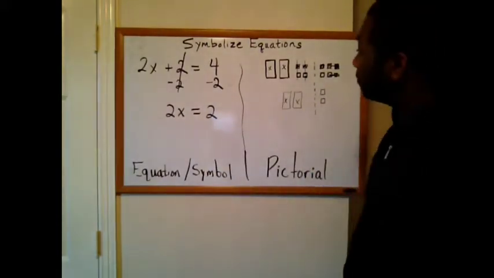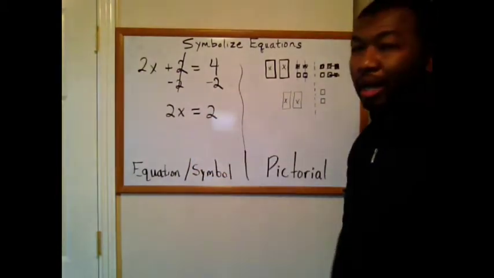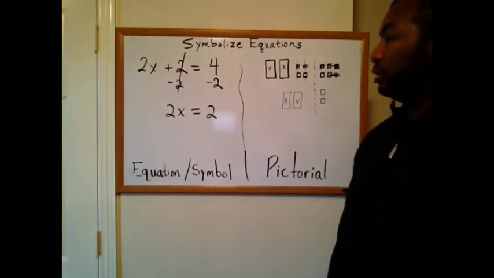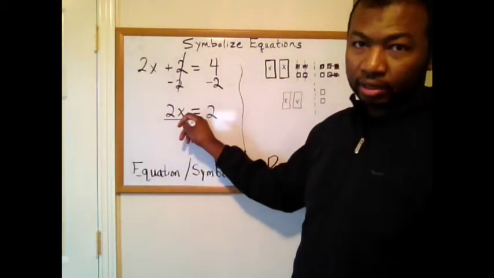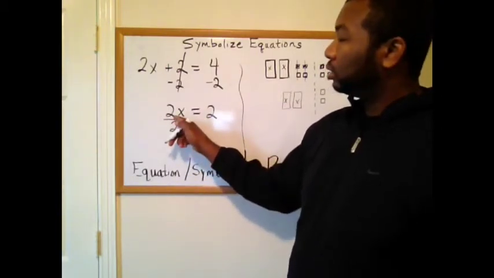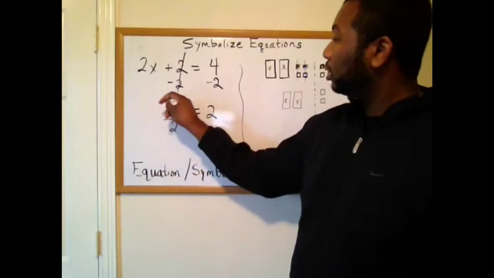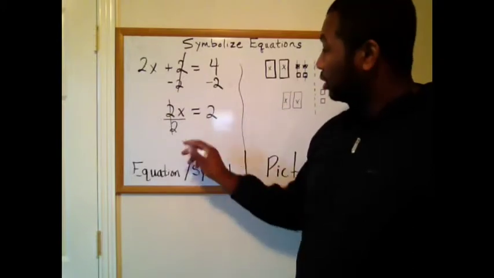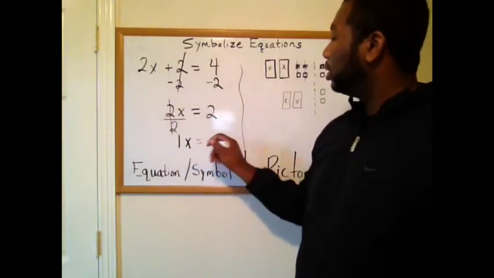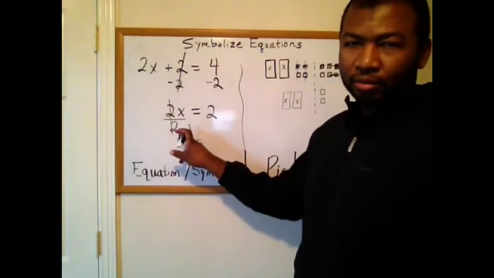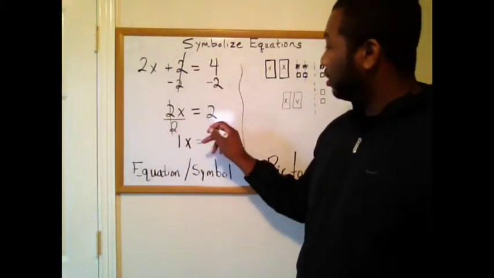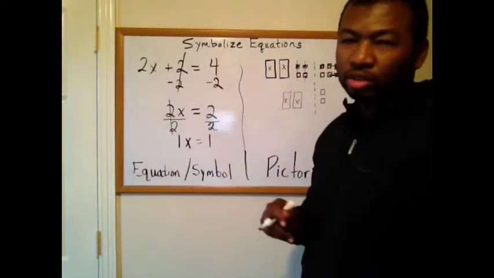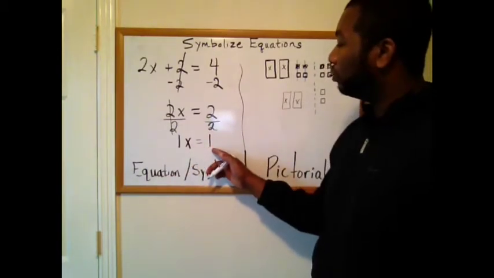Still not done yet. So we found out 2x equals 2, but what about 1x? So over here, to go from 2x to 1x, I must divide by that coefficient, the 2 in front of the x. 2 divided by 2, 2 divided by 2 again, 1x. What you do to one side, do it to the other. So divide this by 2 also. 2 divided by 2. So 1x must have the value of 1.